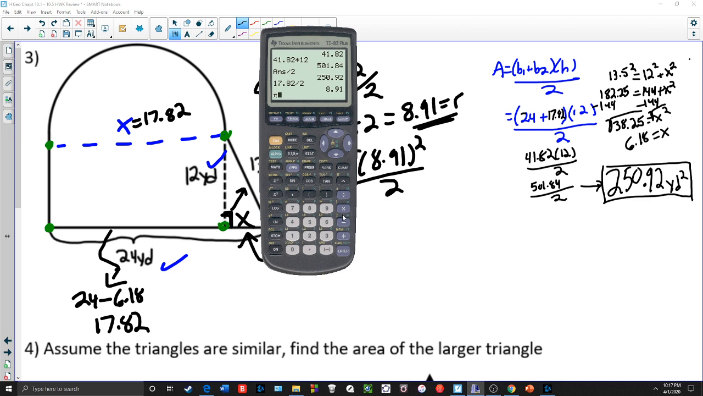So pi times 8.91 times 8.91, which is the same as squaring. It might look different on your calculator, but it's the same thing as squaring. And we get that divided by 2, and that gives me 124.70.